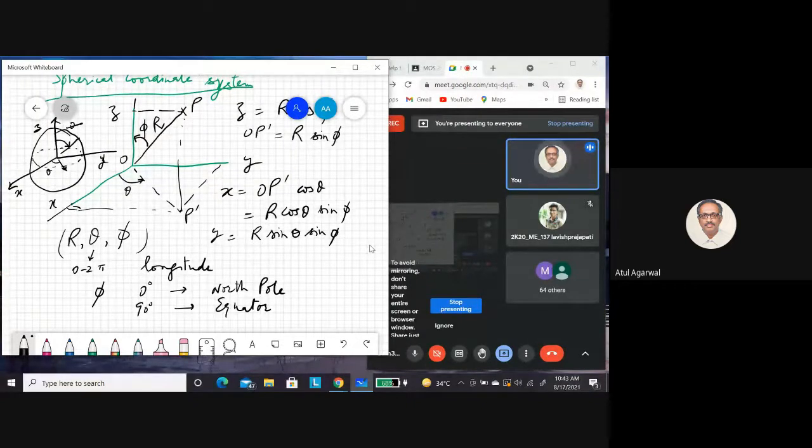These are your latitudes. 0 degree is your north pole. 90 degree is the equator. So there is a certain convention about these angles. If you want this, you are in the northern hemisphere for this.